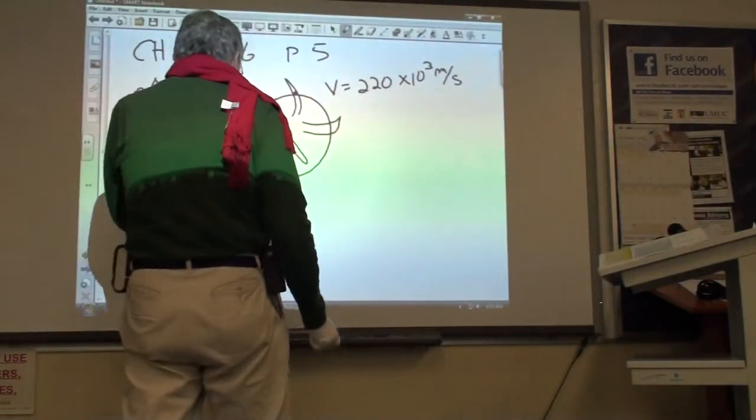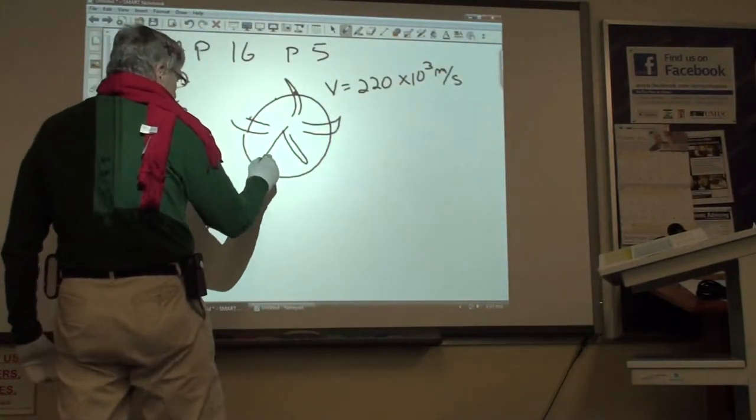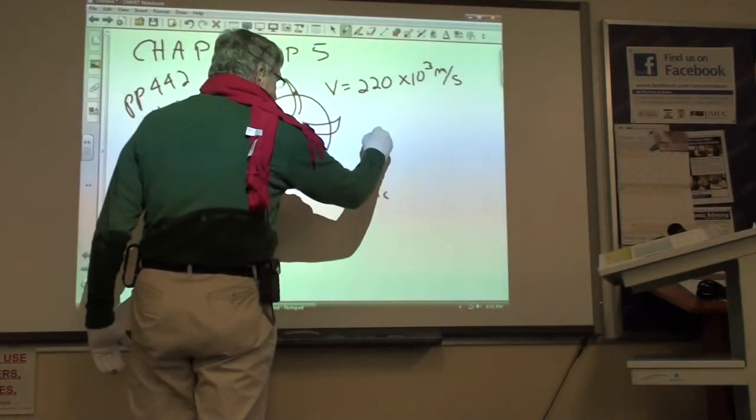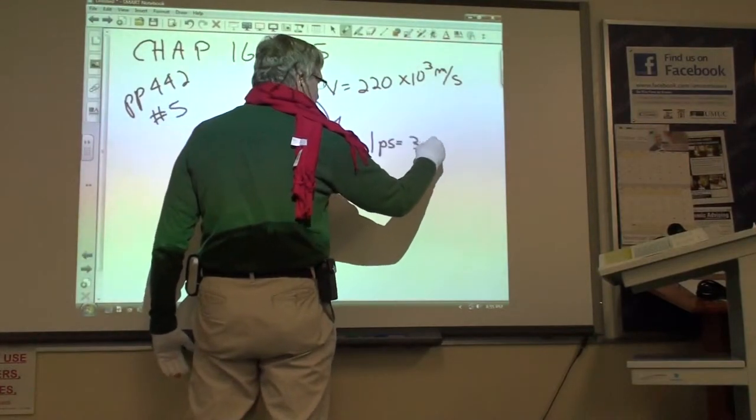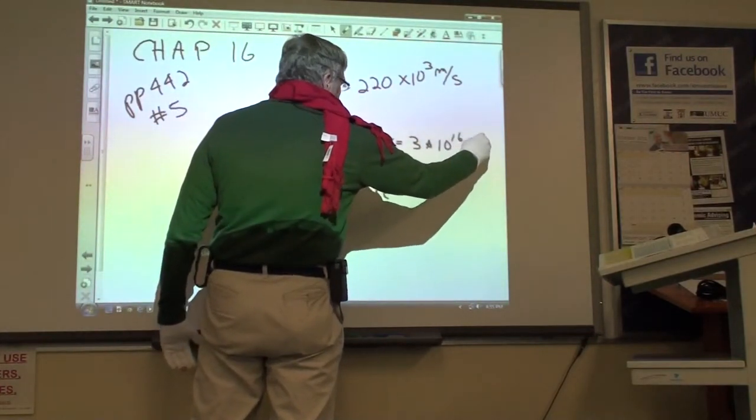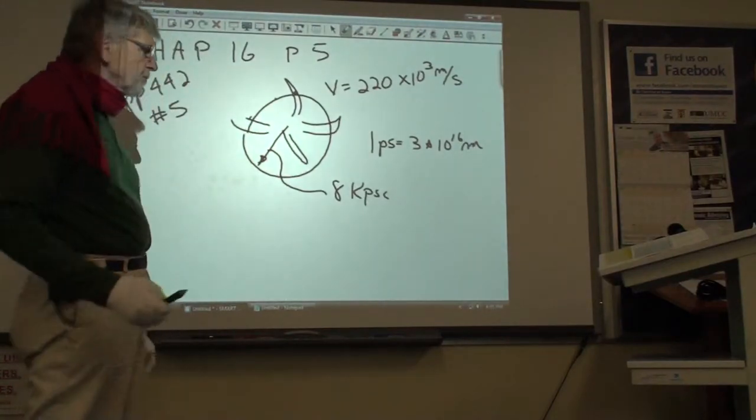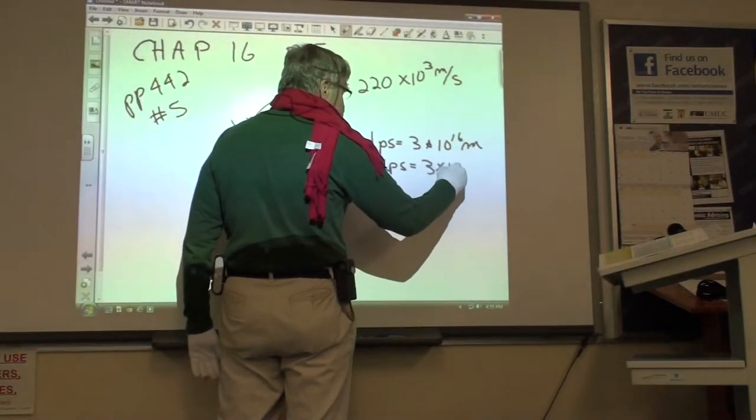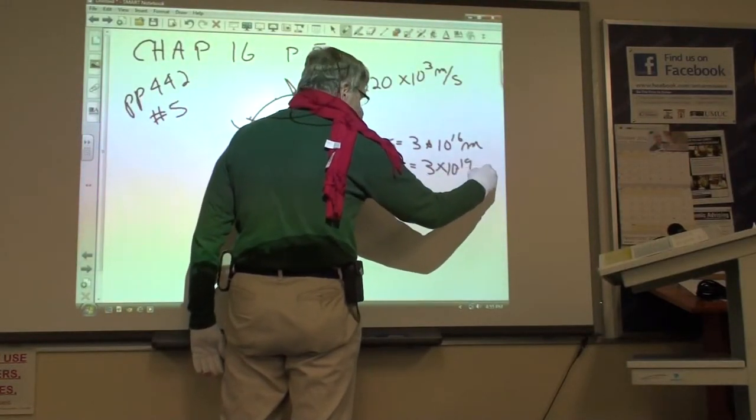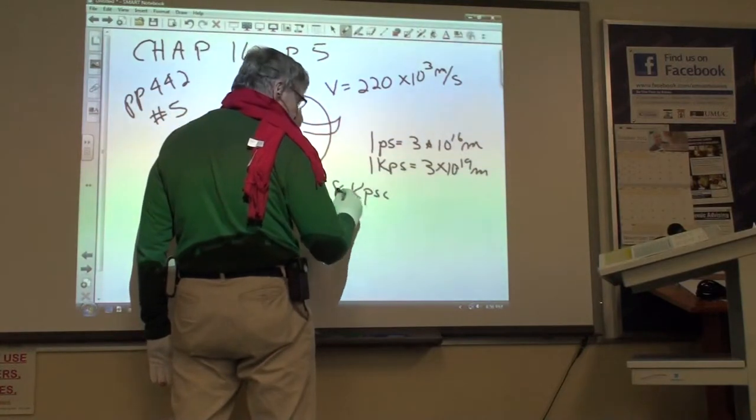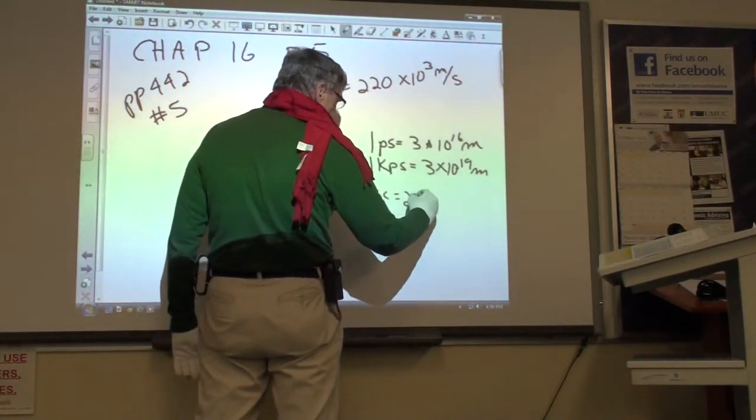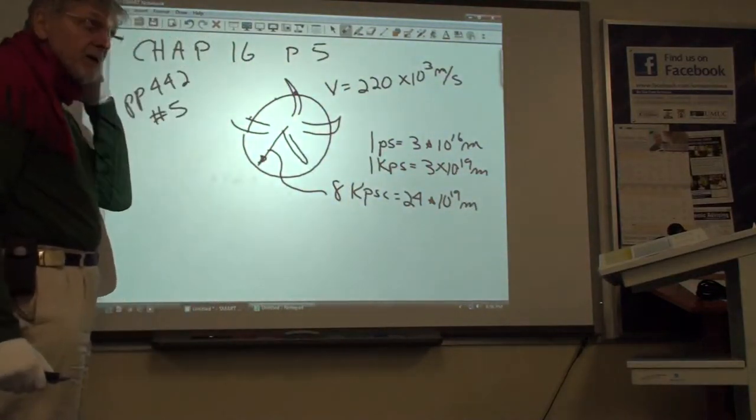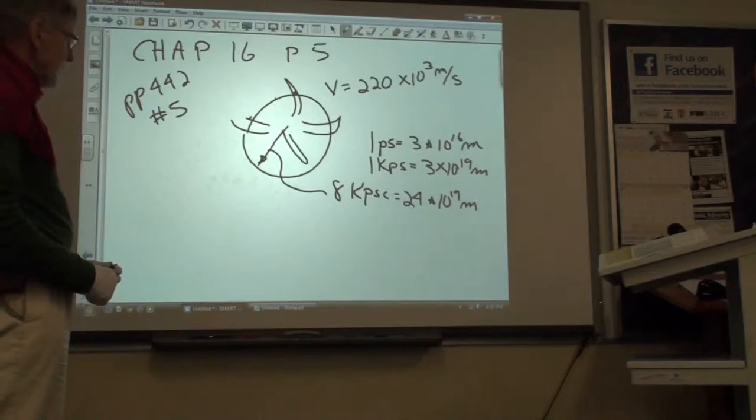And now the radius that it is out from the center of the galaxy is 8 kiloparsecs. And 1 parsec is equal to 3 times 10 to the 16th meters, and that's out from the back of the book. So 1 kiloparsec is equal to 3 times 10 to the 19th meters. And here we have 8 of them. So 3 times 8 is 24. So 24 times 10 to the 19th meters is the radius out from the center of the galaxy that our sun is.